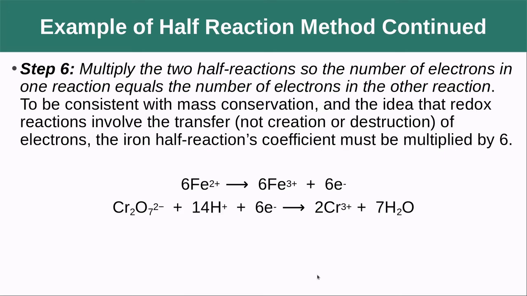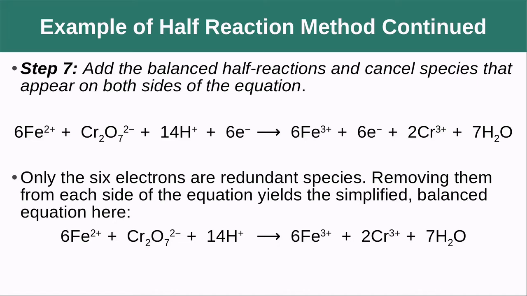Finally, we're going to multiply the two half reactions so that the number of electrons in one reaction equals the number in the other. So we need to cancel these electrons just like we did the spectator ions before once we add the two reactions together. So we need there to be 6 electrons here and 6 electrons here. In order to do that, we'll have to multiply this top one by 6, every single one of the coefficients. Finally, we add them together.